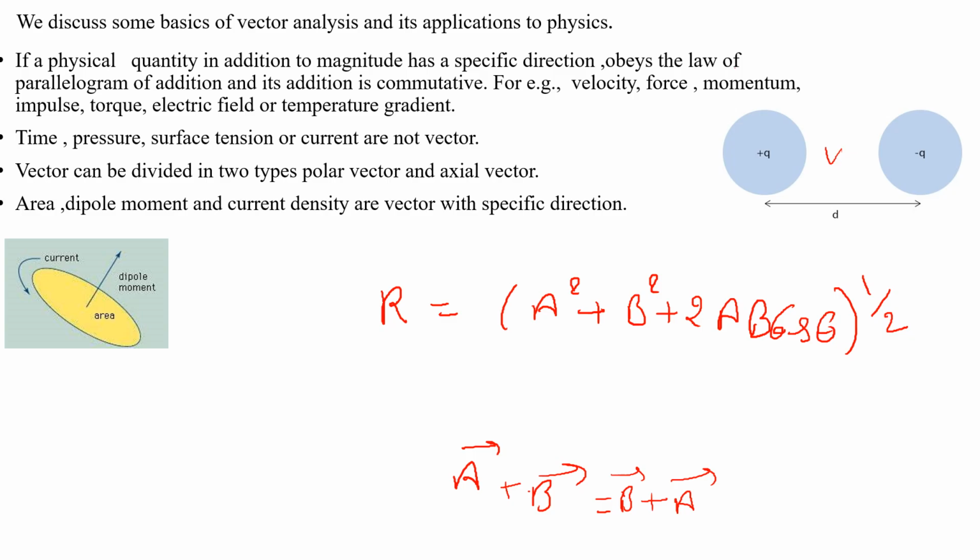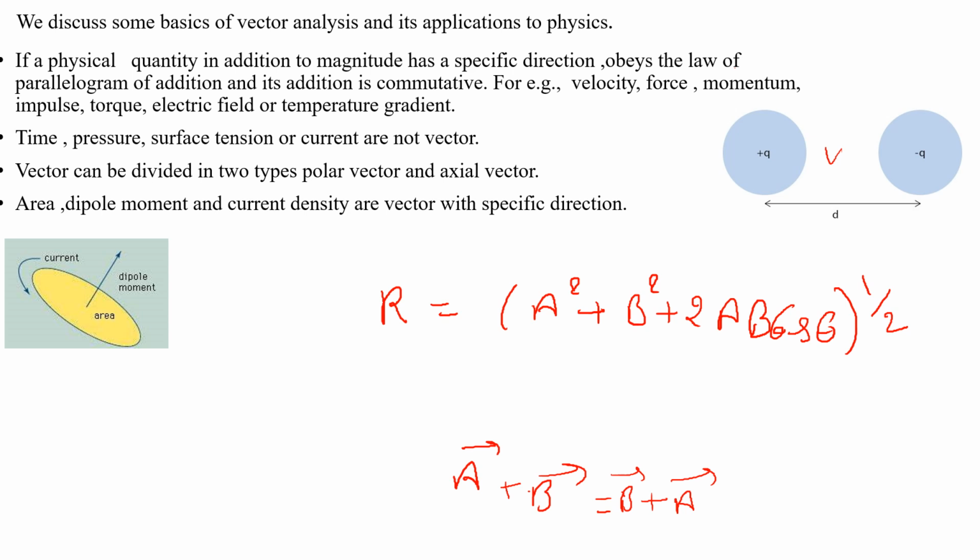Then, and only then, it is said to be a vector. If any of the above conditions is not satisfied, the physical quantity cannot be a vector. Velocity, force, weight, momentum, impulse, torque, electric field or temperature gradient are some examples of physical quantities which are vectors.